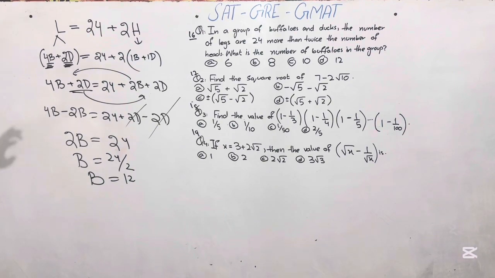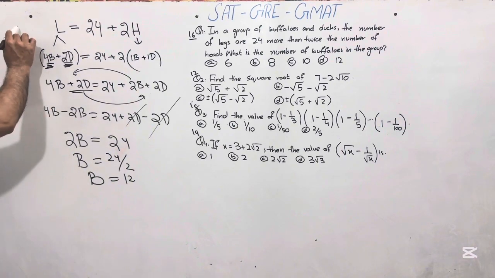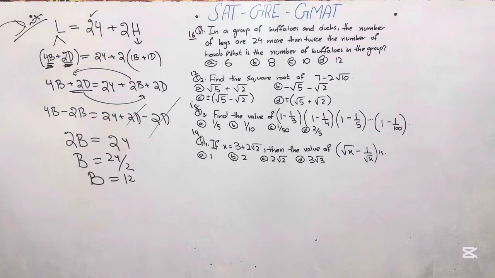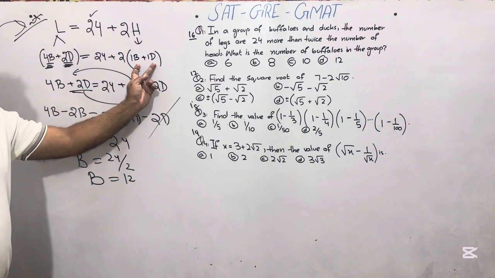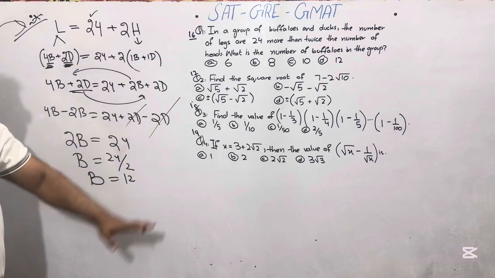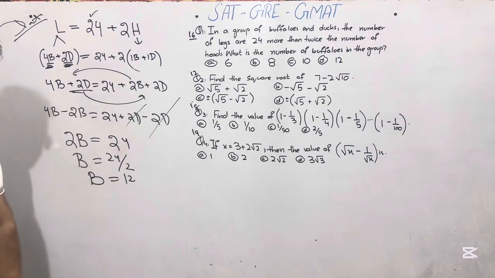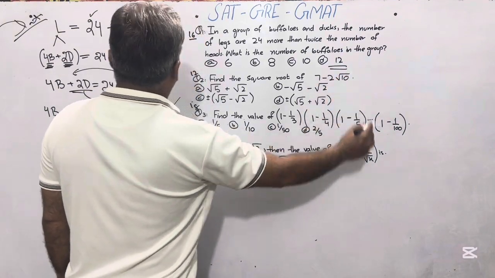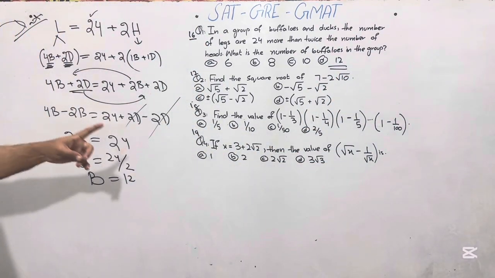Now, what is given to us? The number of legs is 24 more than twice the head. In case of legs, buffalo has 4 while duck has 2. In case of heads, both have a single head: 1B, 1D. Then solve for B. So the number of buffaloes in that case is 12.